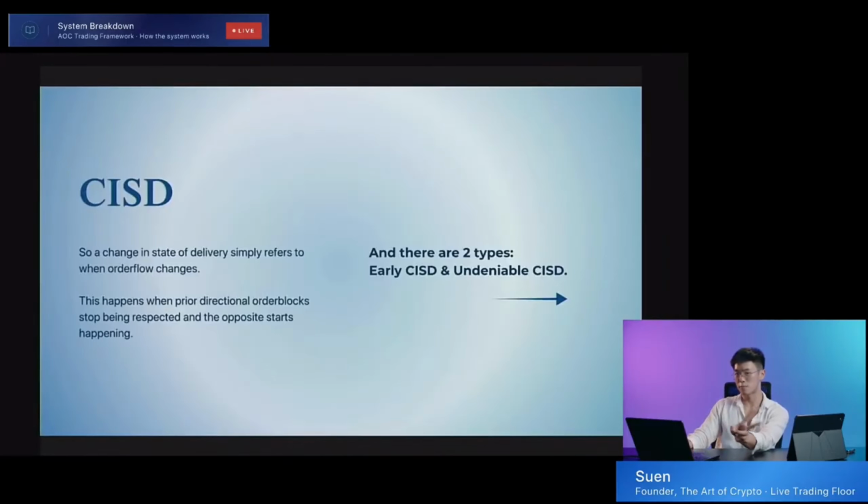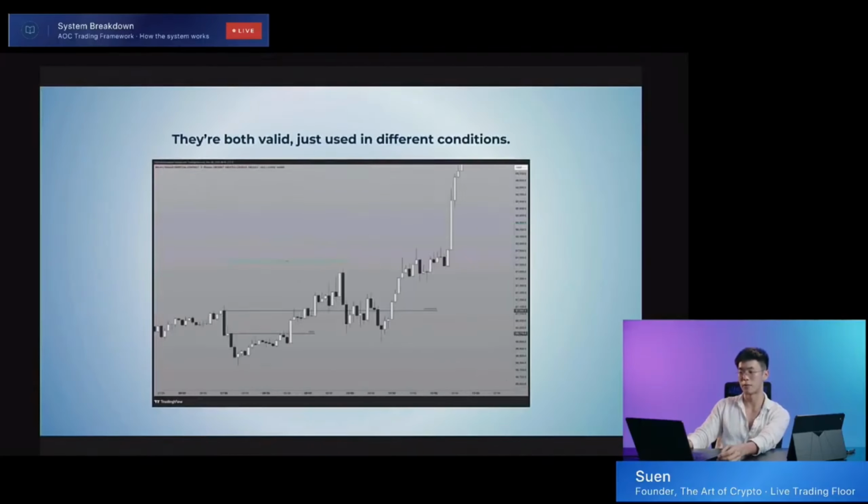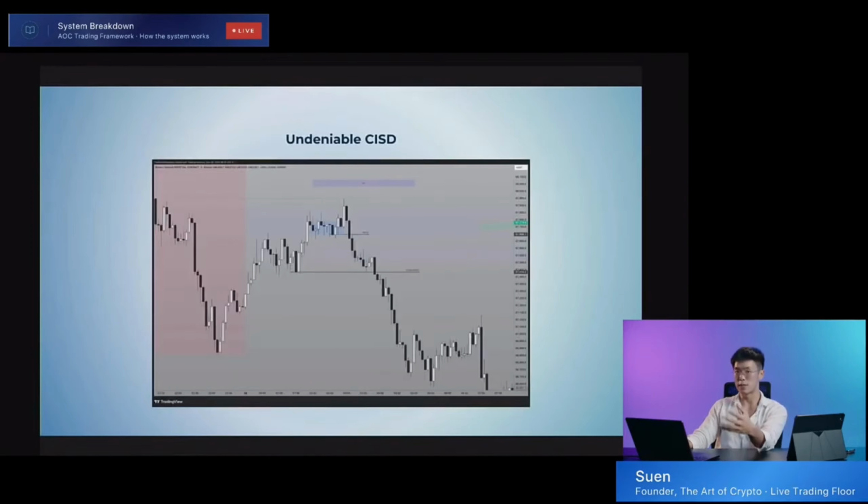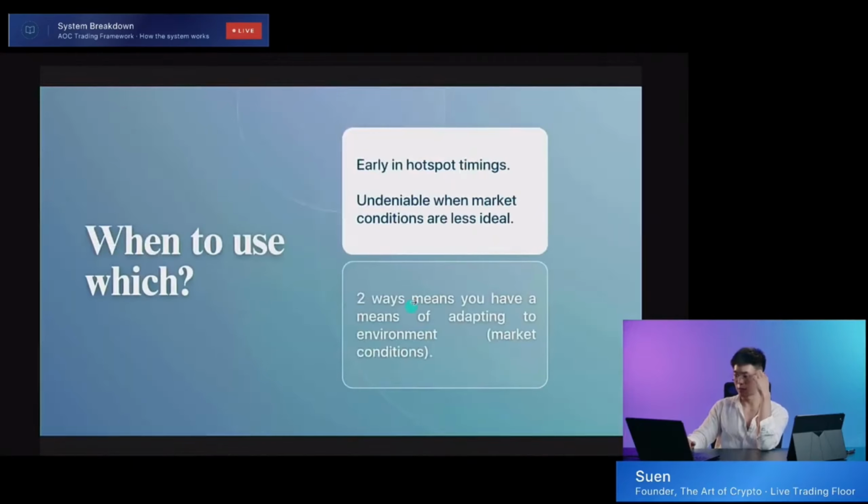There are two types of CISDs. You may have already heard it. One is early and the other one is undeniable. Now, they're both valid, meaning not one is better than the other. It simply means that there are different conditions when you would use early versus undeniable. Early, when you're in a hotspot timing, specifically the news window. The news window is the hour before news to the hour after news. That's when you use early.